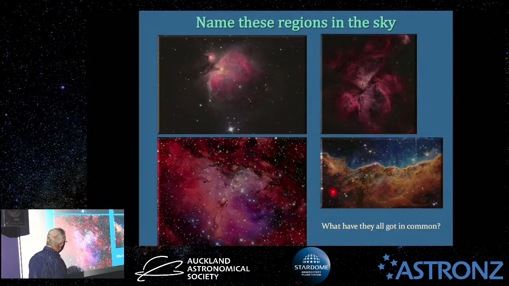And how about this one here? James Webb recent image, one of the first James Webb images. They're called the Cosmic Cliffs. It's just a small segment of the sky just up here, just off to one side of the Carina Nebula. So what have these things all got in common?